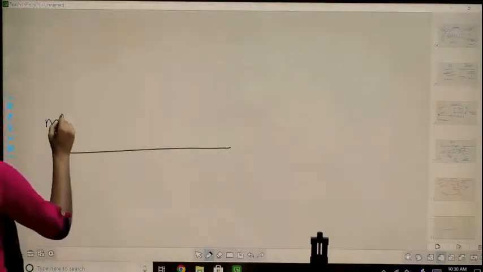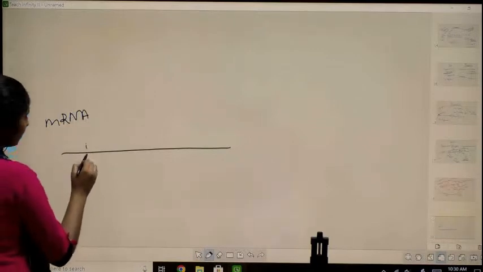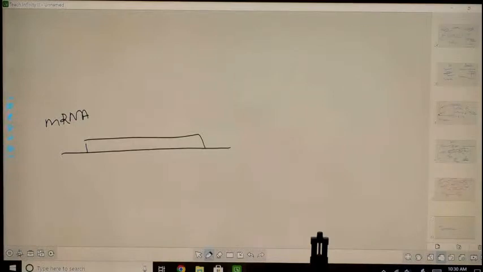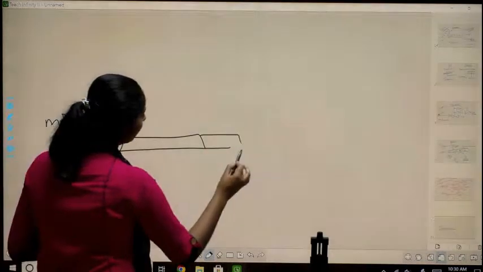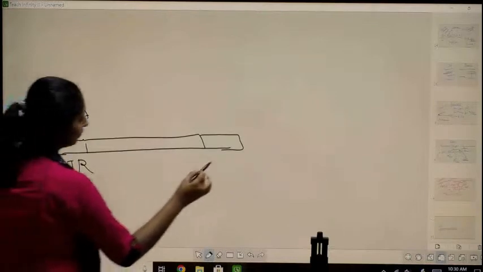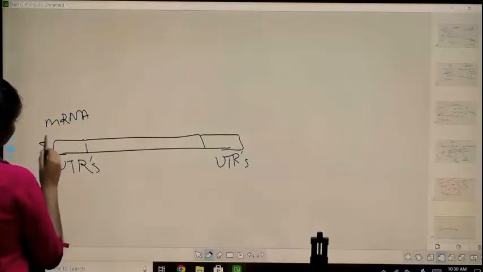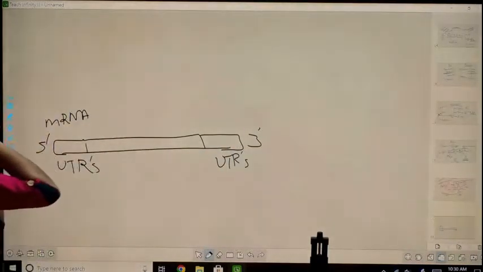So let's also look at the structure of mRNA. In mRNA, there is going to be a sequence that is going to code for proteins, right? Beyond this sequence, we have certain regions that are untranslated, that will not code for proteins. These are known as UTRs. 5' UTRs, and then we have 3' UTRs, right?